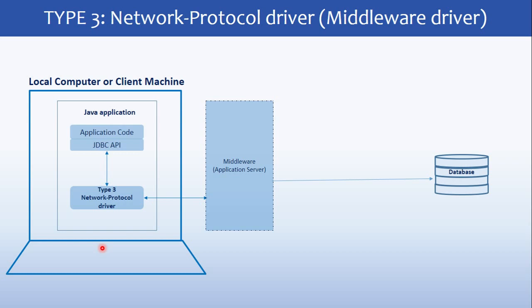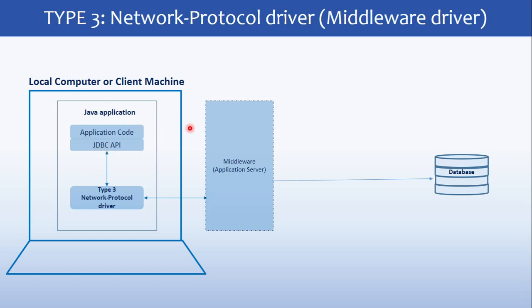In this tutorial, we are going to talk about the Type 3 network protocol driver, that is the middleware driver, or sometimes it may be called a pure Java driver. Here we have the Java application with the application code written in Java. With the help of the JDBC API, we are communicating with the database.